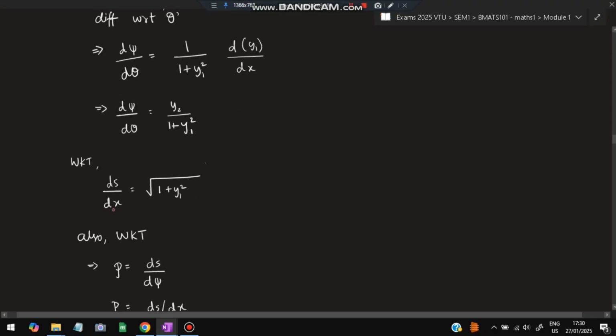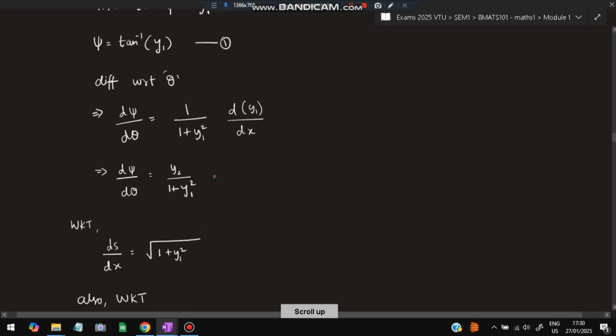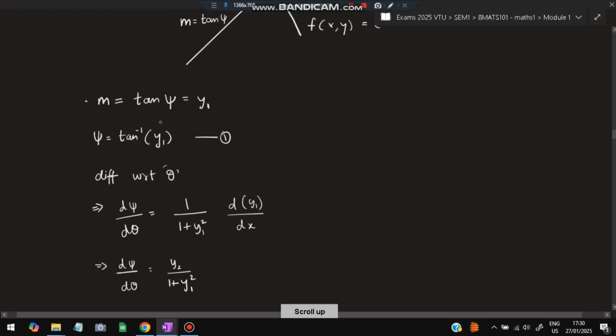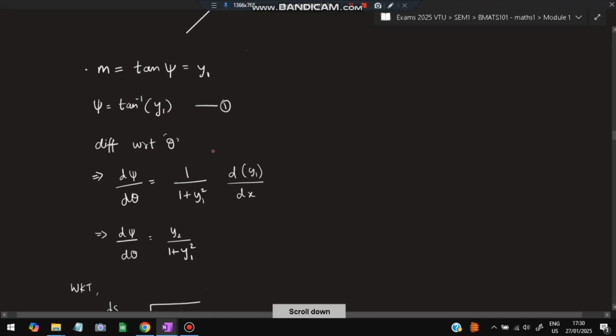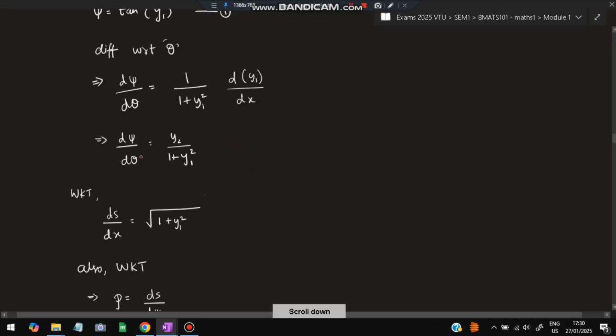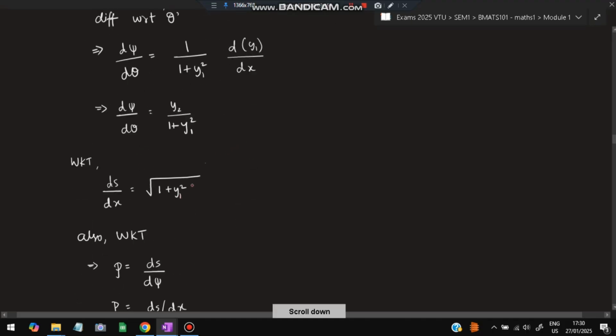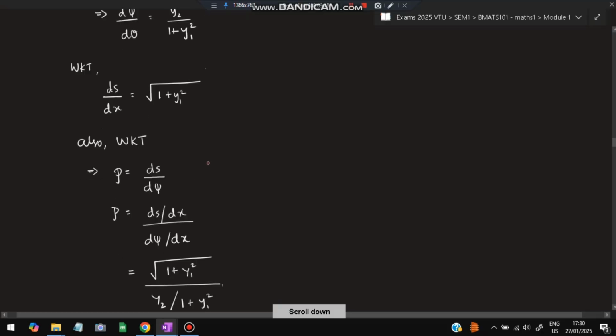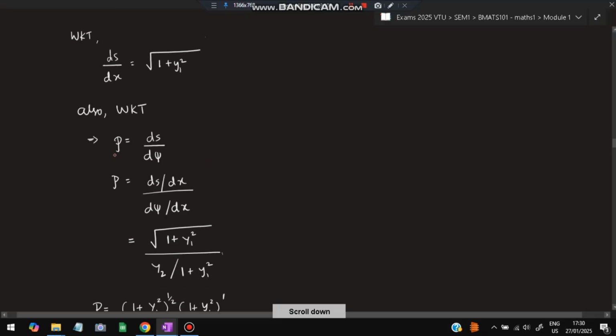Now ds by dx is equal to root of 1 plus y1 square. You have to write this one. This is a known formula. Till here you got the point, right? What we did, we took tan psi, took the inverse and did the differentiation. After that we get an equation here and we write it here. After that we have to take this formula: rho is equal to ds by d psi. This is also a known formula.